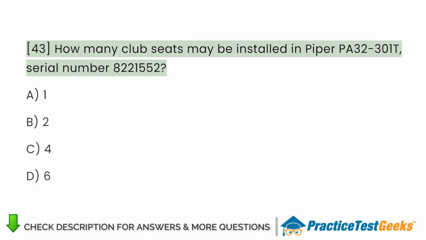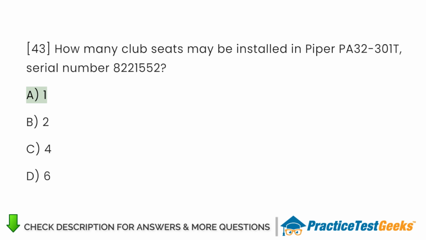How many club seats may be installed in Piper PA32-301T, serial number 32-822-1552? A. 1. B. 2. C. 4. D. 6.